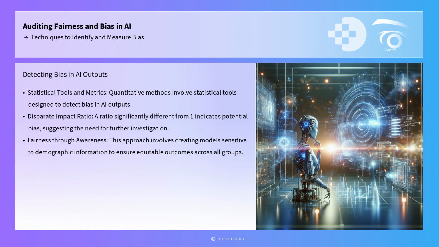Quantitative methods, on the other hand, involve statistical tools and metrics designed to detect bias in AI outputs. One commonly used metric is the disparate impact ratio, which measures the effect of an AI decision on different groups. A ratio significantly different from one indicates potential bias, suggesting the need for further investigation. Another tool is the fairness through awareness approach, which involves creating models that are sensitive to demographic information and adjust their predictions to ensure equitable outcomes across all groups.